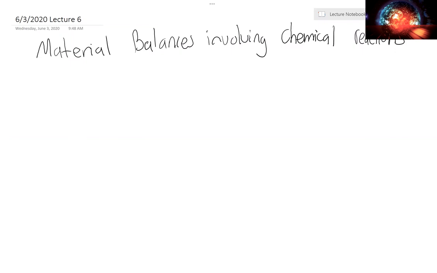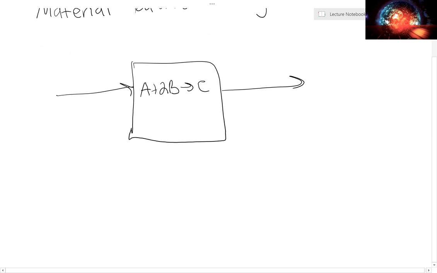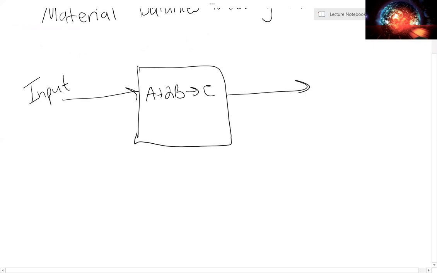So, the key things to consider when we're looking at a material balance, particularly when it involves a chemical reaction, is to understand that some of the assumptions that we've been making thus far are no longer valid, particularly when it comes to the generation and consumption terms.